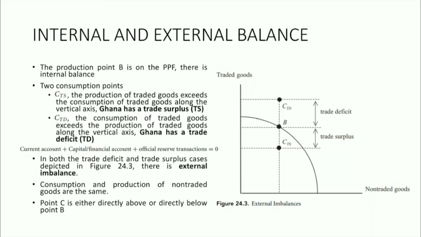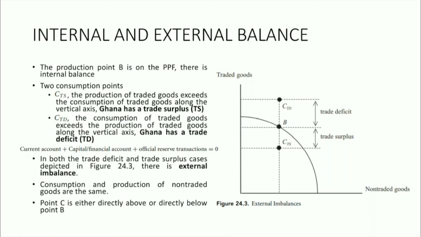Now to simplify a bit, we interpret this trade deficit as a current account deficit. So let's take a look at the equation. Current account plus capital or financial account plus official reserve transactions equals 0. Based on this equation, if there's a current account deficit, there must be a capital or financial account surplus and/or an official reserves transaction surplus. These can come from positive direct or portfolio investment balances or from drawing down foreign reserves.